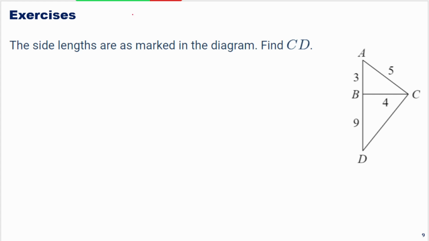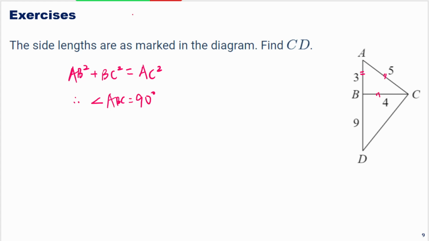Alright, let's have a look at the solution. We know the lengths of AB, AC, and BC, right? We also see AB squared plus BC squared equals AC squared, right? Then we know that triangle ABC is actually a right triangle, and angle ABC must be 90 degrees.